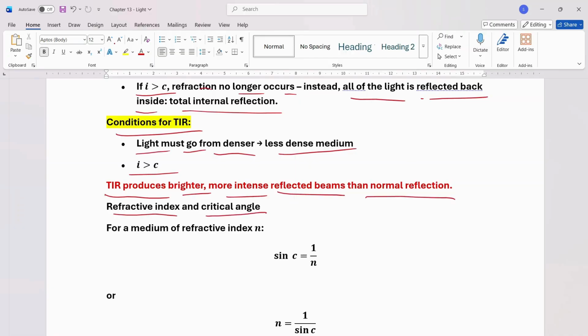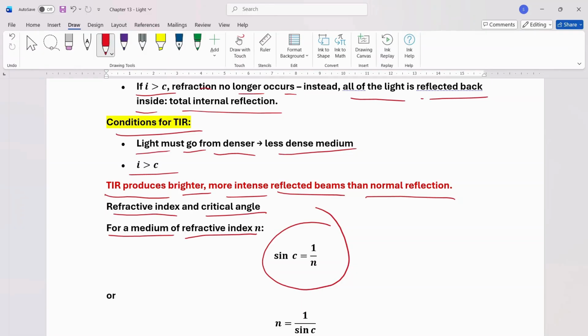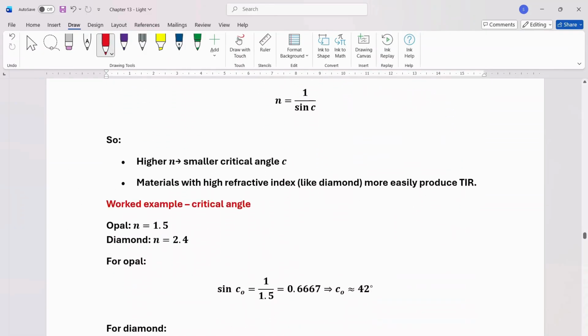For a medium of refractive index n, the critical angle is given by sin C equals 1 over n, or you can rearrange it to n equals 1 over sin C in case you need to calculate n. So higher n means a smaller critical angle C. Materials with a high refractive index, like diamond, more easily produce TIR.